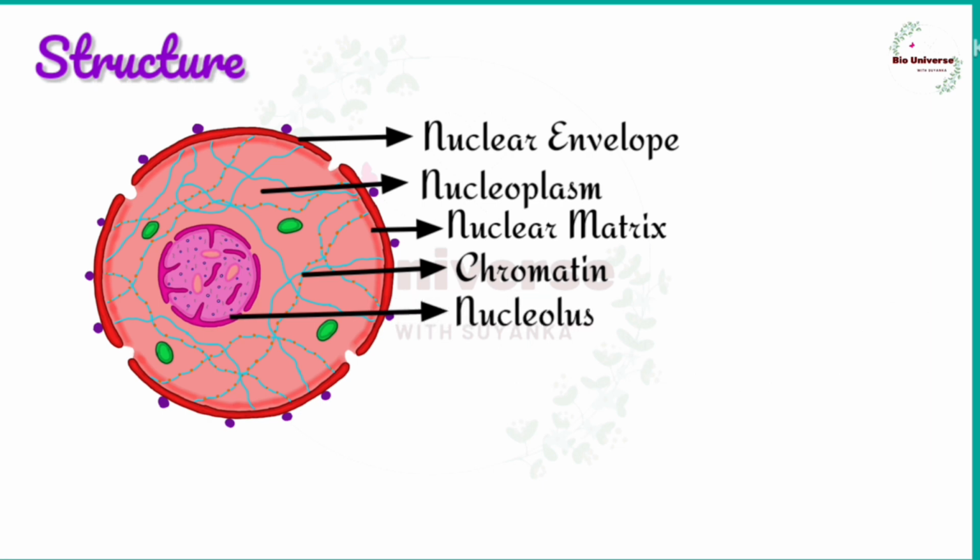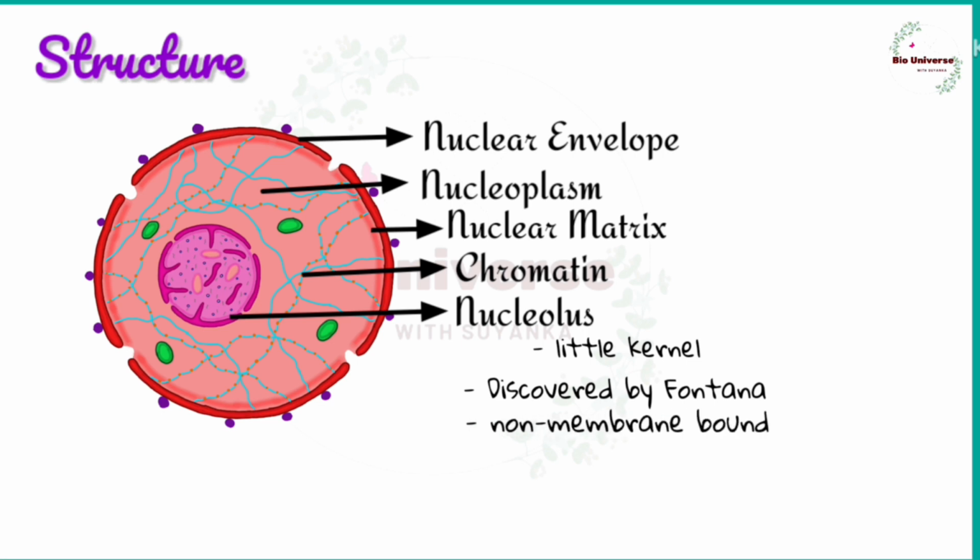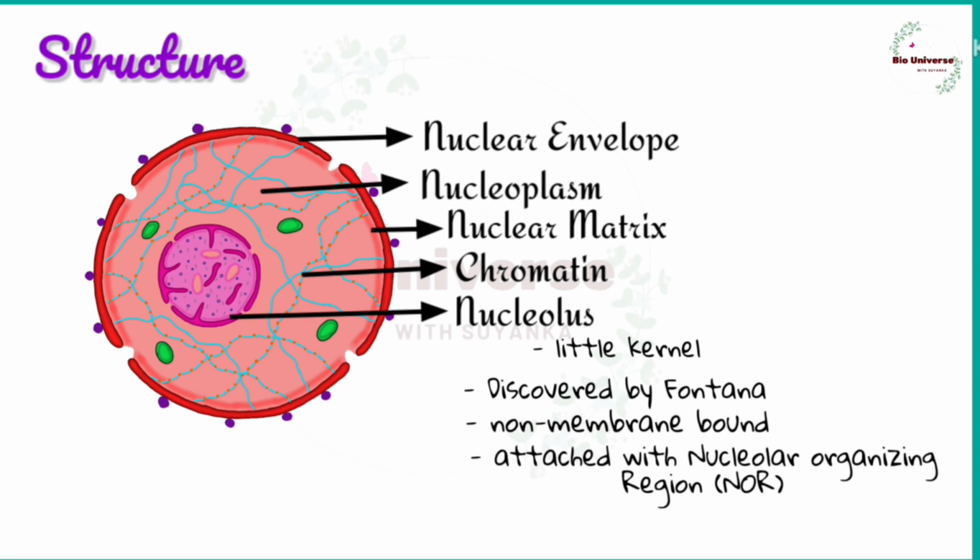Nucleolus, which means little kernel. In 1781, Fontana discovered nucleolus. In 1840, Wagner described it in brief. In 1840, Baumann termed the name nucleolus. Nucleolus is a non-membrane bound dynamic body which disappears in the late prophase and reappears at nuclear organizing region of chromosome in telophase stage of cell division. Nucleolus is attached with a specific site of chromosome called nuclear organizing region.